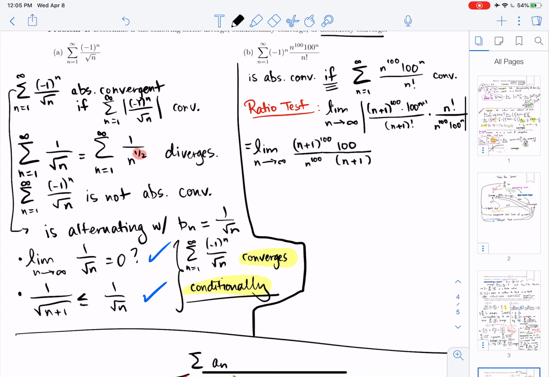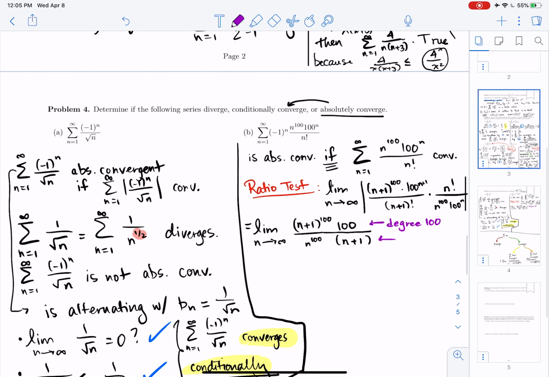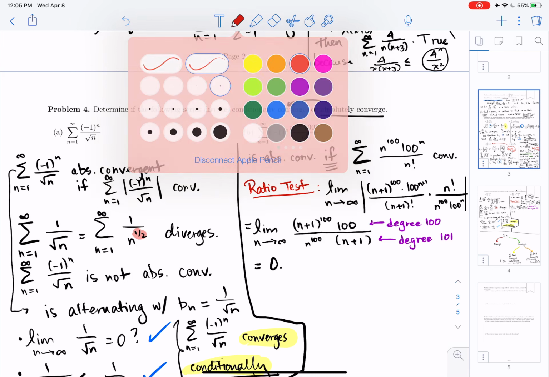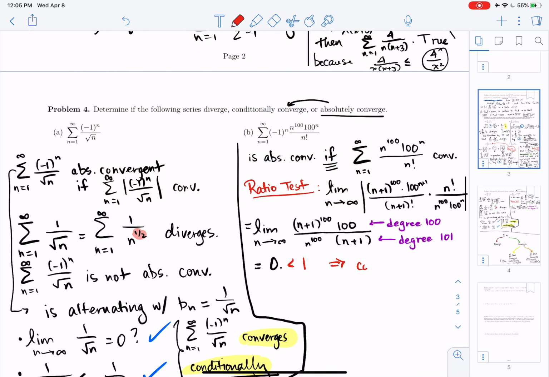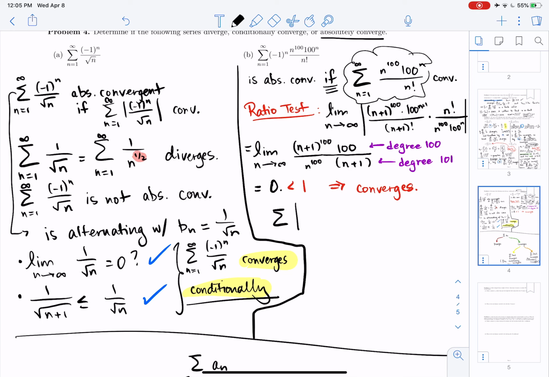Oh my goodness. Okay, so what's going on here? This numerator has degree 100, right? If you were to FOIL n plus 1 out, you would have n to the 100 as the largest power of n. Whereas if you FOILed this through, you're actually going to have a term of n that has degree 101, right? All right, so that means if you take the limit, you get 0. And the ratio test says, all right, well, 0 is less than 1, so this series converges. That means that what we just tested for was the absolute value series. The absolute value series converges.